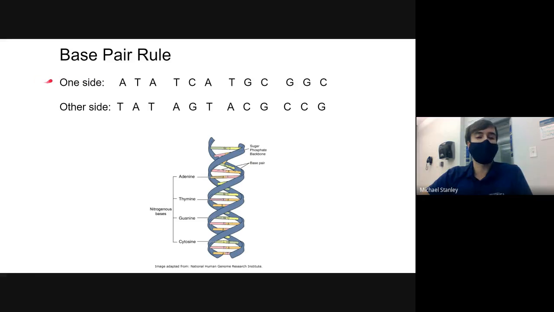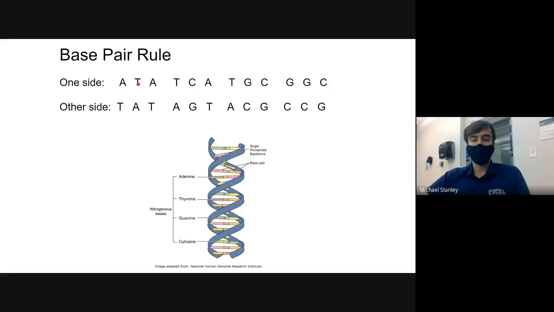Sometimes our starting side is called the base side, or the template side, and then the other side can be called the matching side or the complementary side. But that is exactly how the base pair rule works. If you know what one side of the DNA looks like, then you should be able to figure out what the other side of the DNA should look like as well.